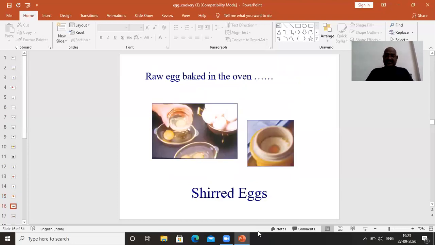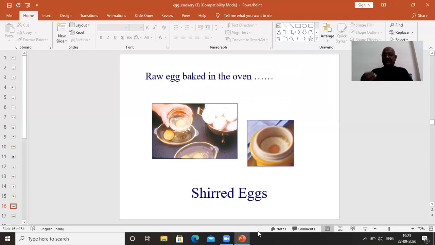Shirred eggs, so baked eggs, are a kind of baked egg. You can place an egg in one mold, put it into the oven and bake it, and that is known as a shirred egg. These also can be served as a baked egg at breakfast, whether English breakfast or American breakfast.